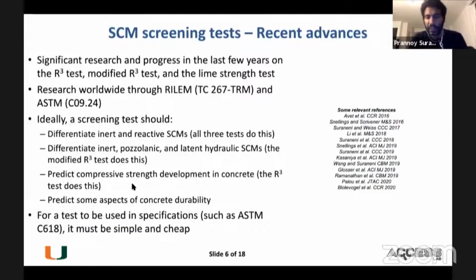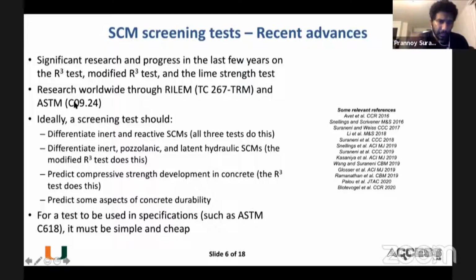Now, the rest of this talk is going to focus on recent advances, which is the title of this workshop, right? So I'm only going to talk about what has happened in the last 7 years or so, okay? So in that time frame, there's been very significant research and progress on the R3 test, the modified R3 test, and the lime strength test. And Professor Gettu mentioned RILEM. A lot of research on this has been led by RILEM, specifically TC 267-TRM. Some work has also been done at ASTM C09.24.